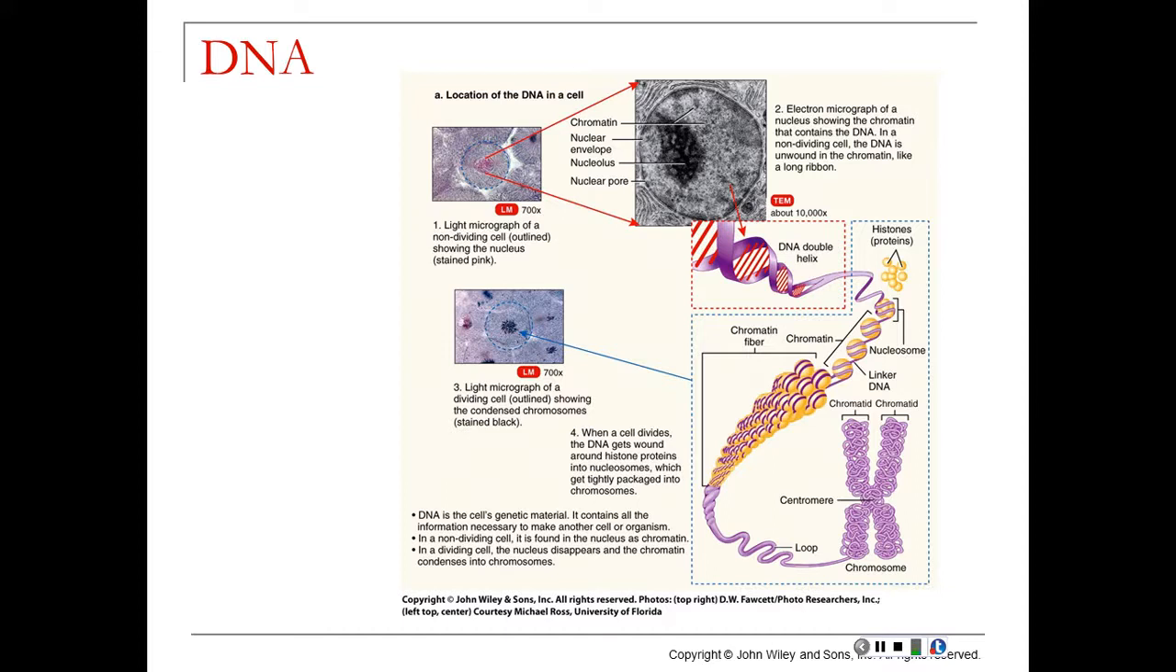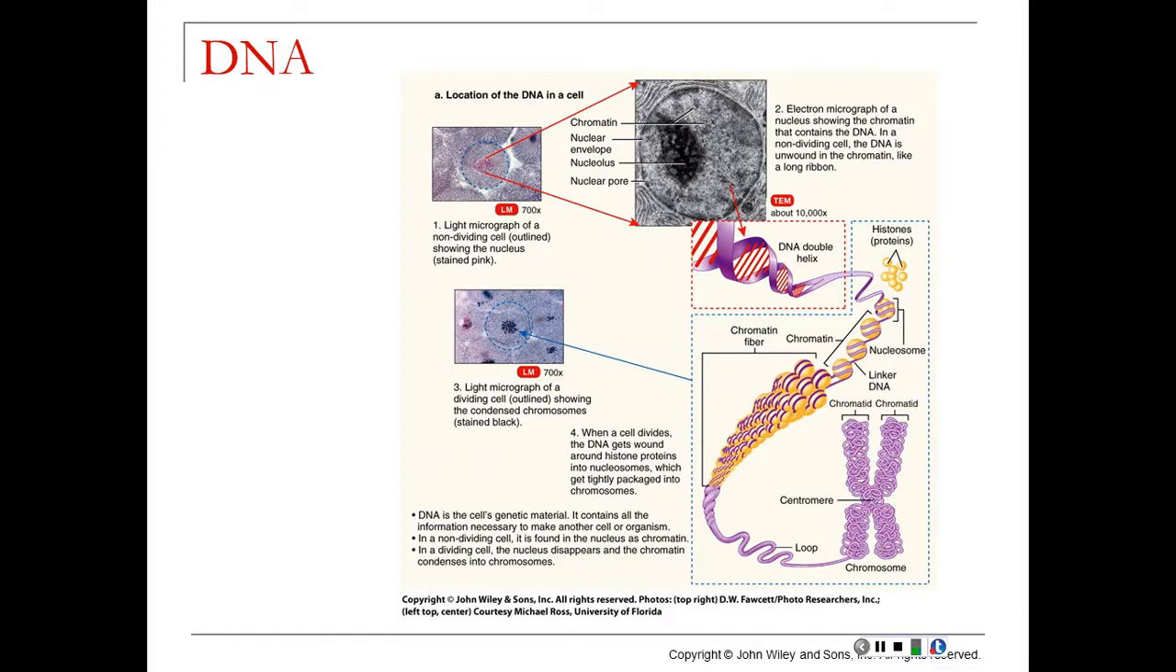Here you can see some of the specific structures that I was mentioning in reference to DNA. DNA is a double helix. You see that here. It winds around itself over and over and over again, condensing and condensing and condensing until you get these very condensed structures called chromosomes.